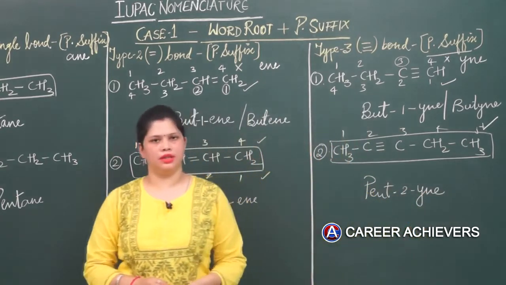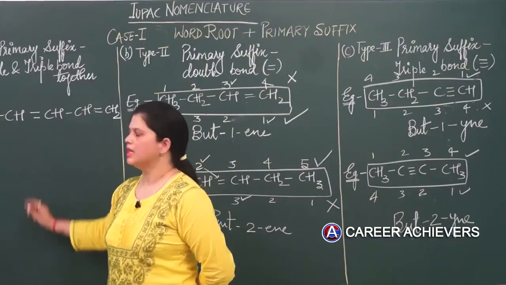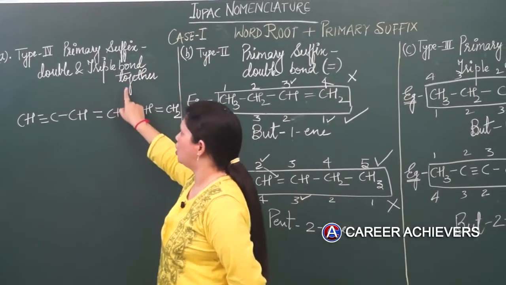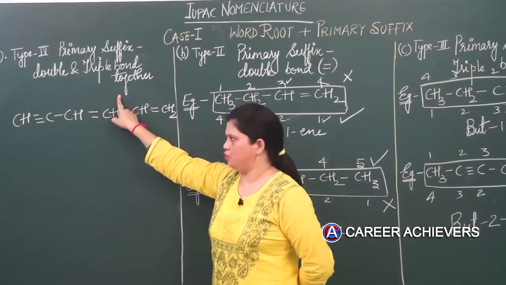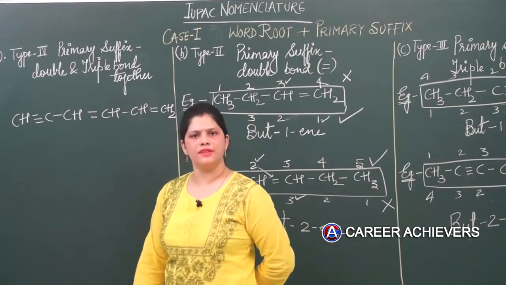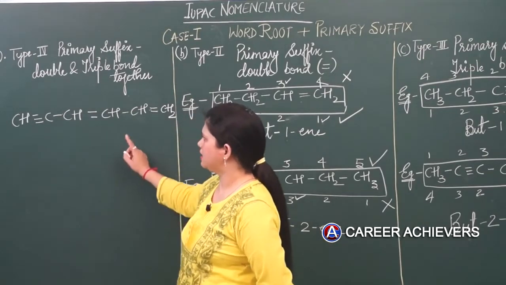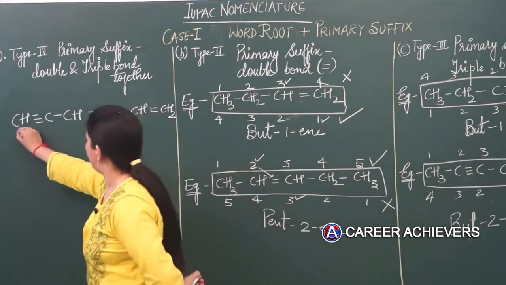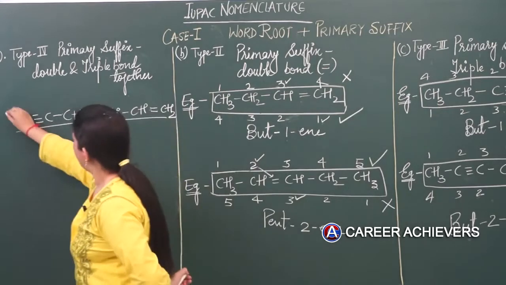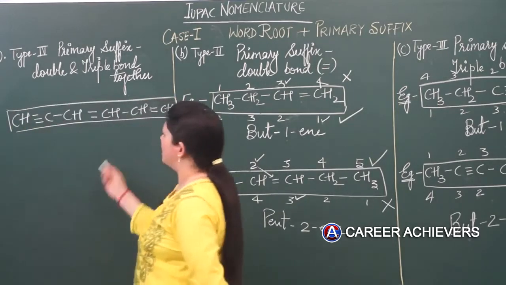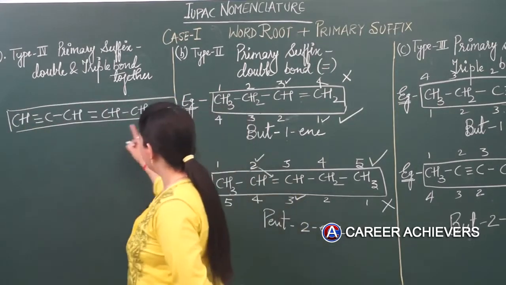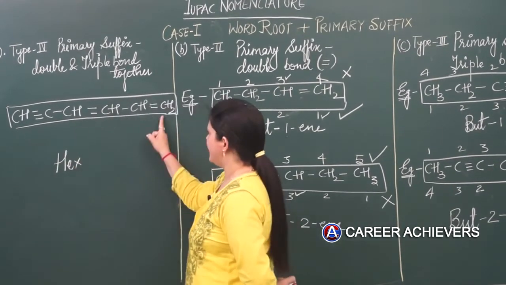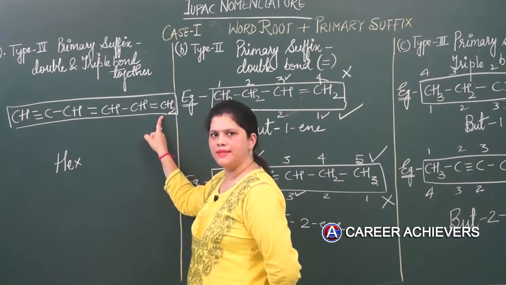Right, now talking about the third case. In sequence, type 4 is when a primary suffix is present and a double and triple bond are together present. Then what has to be done? Therein only one difference will come: you should understand that the double bond gets priority over the triple bond. It means you will have to first follow the first rule and select the longest chain. So this is already the longest continuous chain, which has 6 carbons.